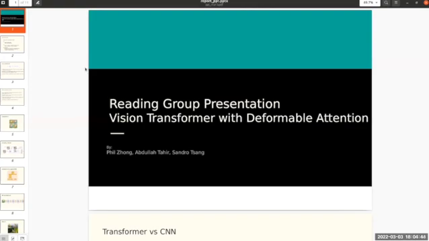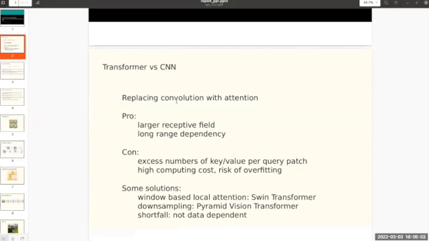So this is a paper with the title Vision Transformer with Deformable Attention. Basically what they're trying to do is apply some of the techniques already used in CNNs and move them to the transformer. When you look at transformer versus CNN, you want to replace the convolution mechanism with the attention mechanism. The advantage of attention over convolution is that it has a larger receptive field. It's no longer limited by the size of the kernel, so it's capable of modeling long-range dependencies for large objects and so forth.